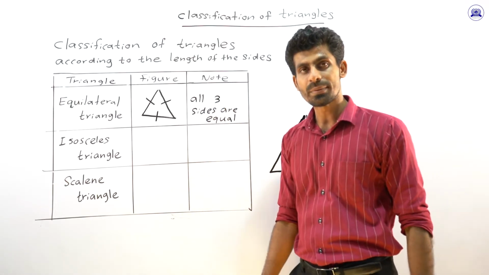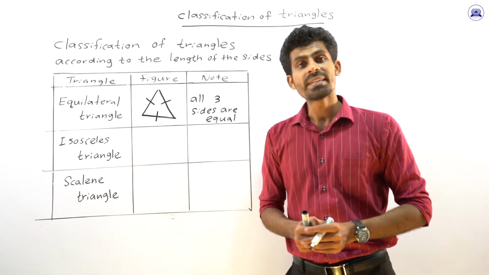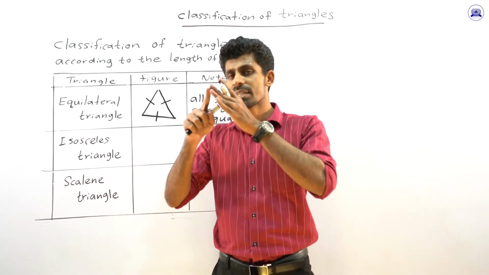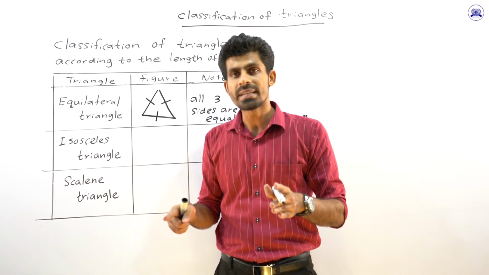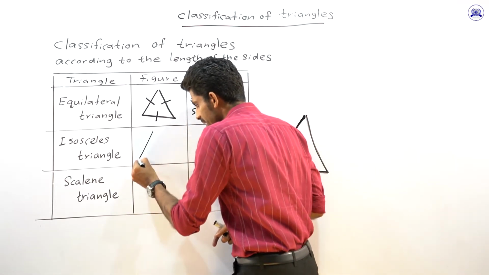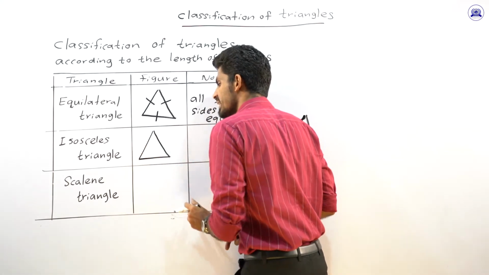All three sides are equal. Isosceles triangle. Isosceles triangle means only two sides, right? The length of two sides are equal. So let's take, so I can draw that one here.